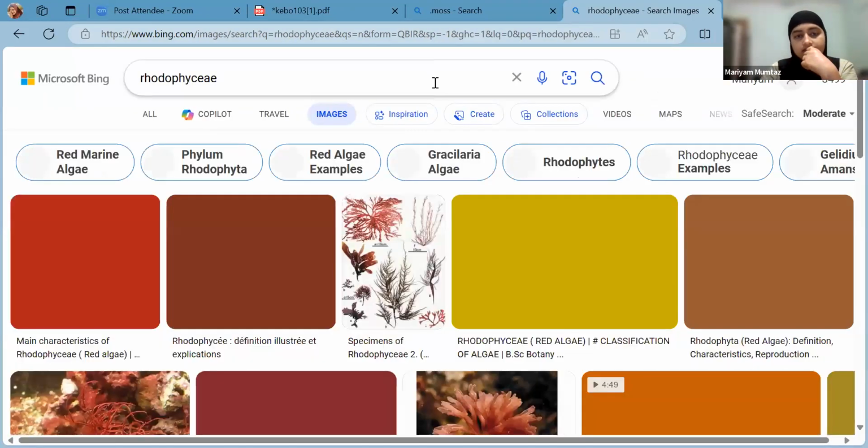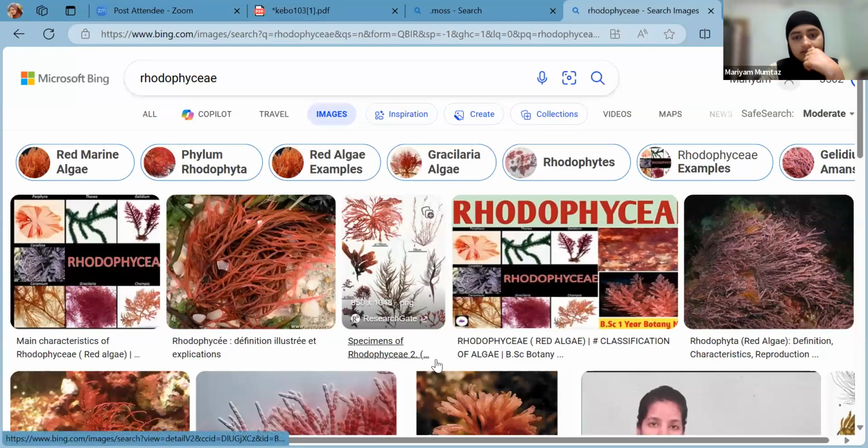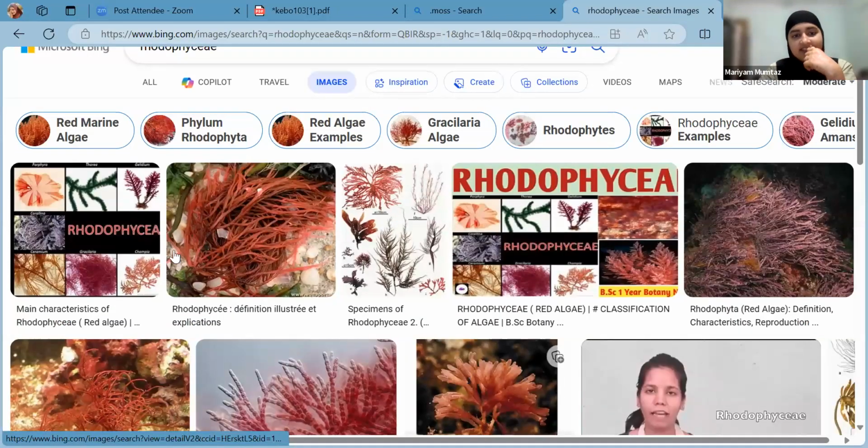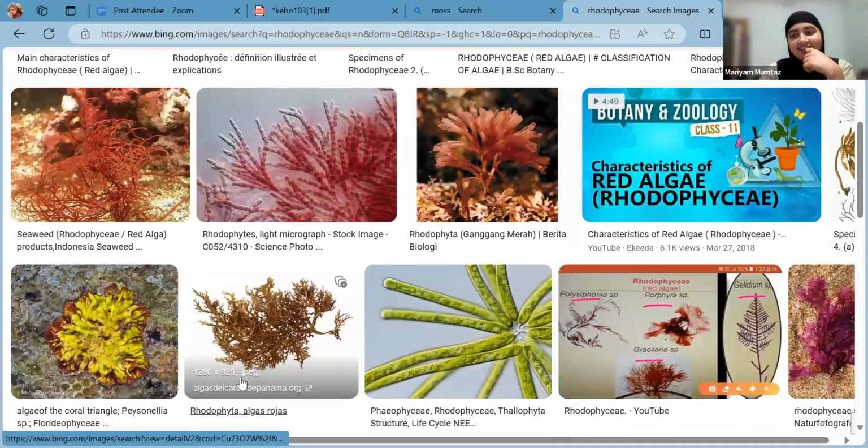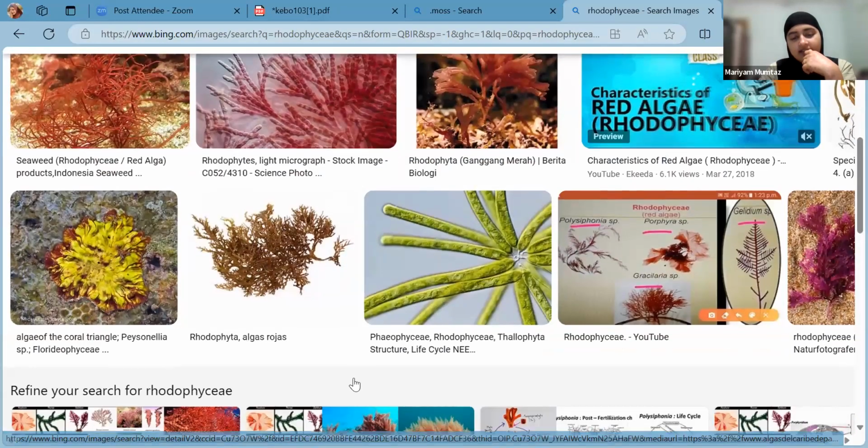Chlorophyll A and chlorophyll C. So beautiful, isn't it?